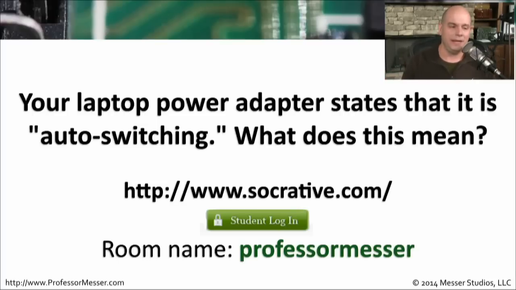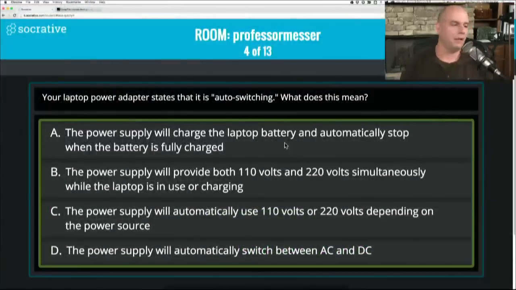What does this mean? Well, that's a good question. The options you have available are A, that the power supply will charge the laptop battery and then automatically stop when the battery is fully charged. B, it could be that the power supply will provide both 110 volts and 220 volts simultaneously while the laptop is in use or charging. We could also have C, which is the power supply will automatically use 110 volts or 220 volts depending on the power source. Or is it D, the power supply will automatically switch between AC and DC. So when we refer to auto switching, it's one of those.